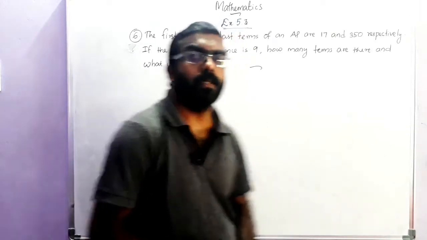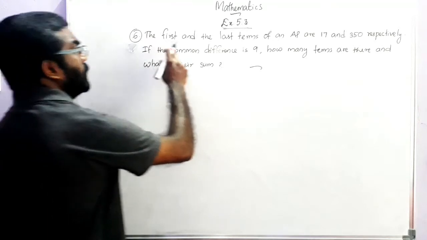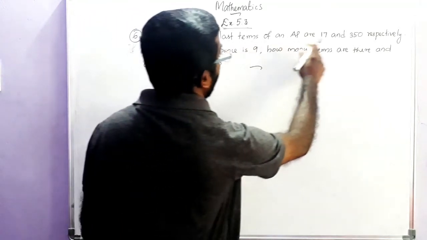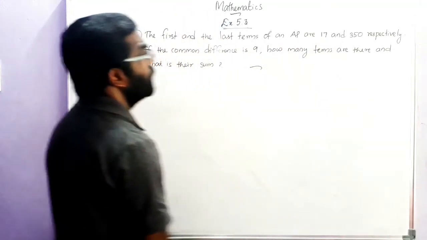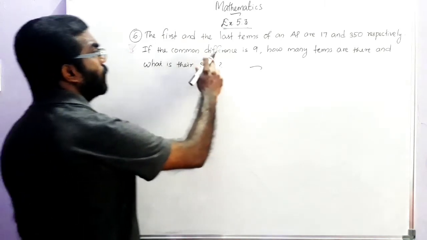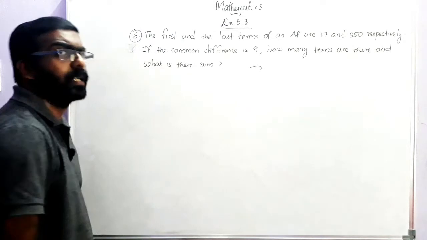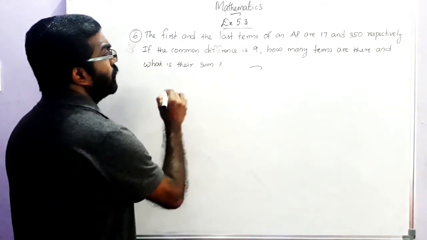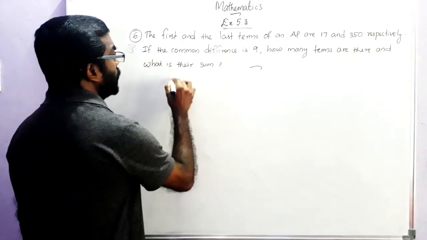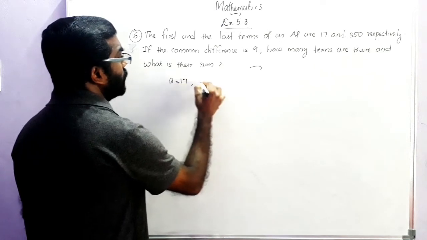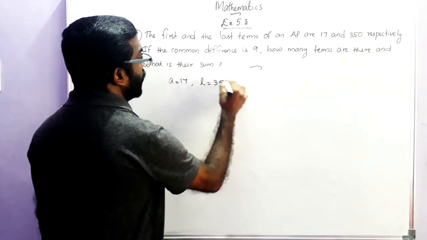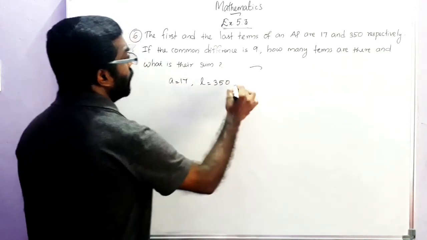Now we move on to the next question. The first and the last terms of an AP are 17 and 350 respectively. If the common difference is 9, how many terms are there and what is their sum? So here, first and last terms. First term A is equal to 17, last term L is equal to 350, and common difference D is equal to 9.